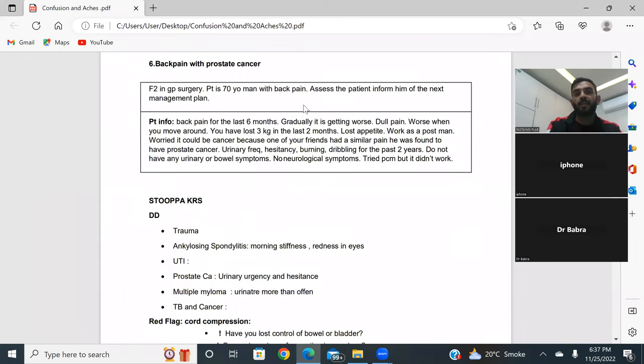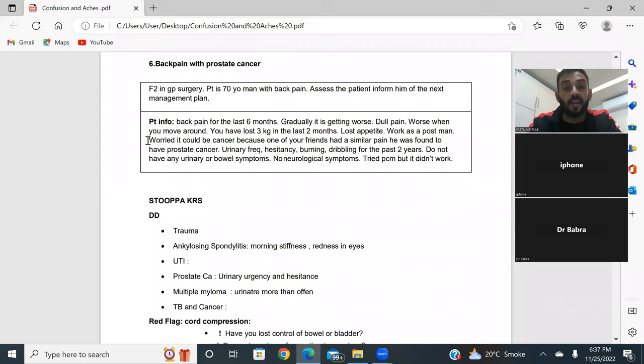So back pain, the last scenario of back pain is prostate cancer. FY2 surgery, a 70-year-old with back pain. In the patient information, it is given that it has been for the last 6 months. Okay, it's the chronic one. So the first thing that should come to your mind is that it's not acute, it's chronic. So we will be thinking about chronic causes. That's why we ask the second question, where is the pain? And since how long? 6 months. Okay, our concept is narrowing, but we will still be asking all the questions.